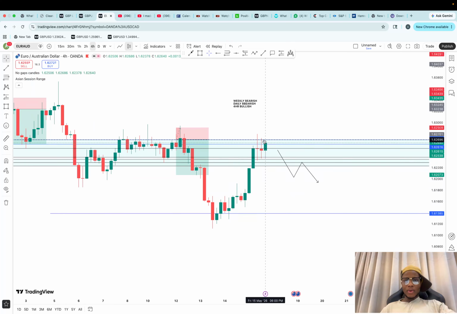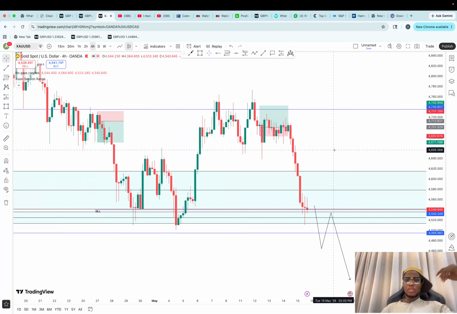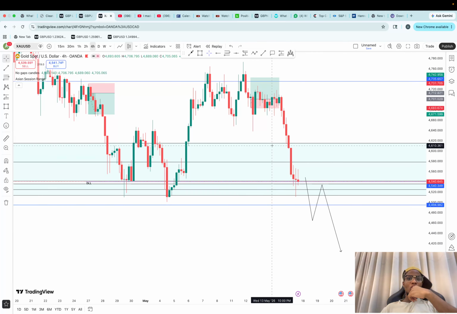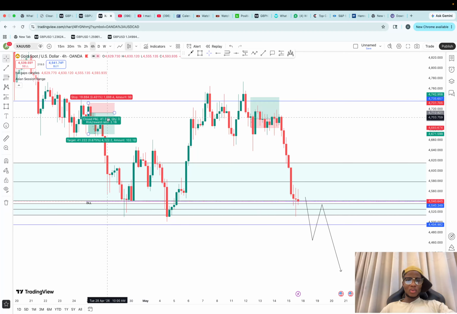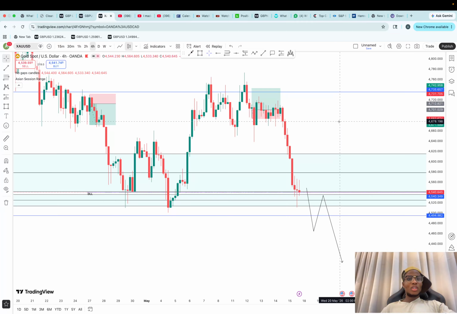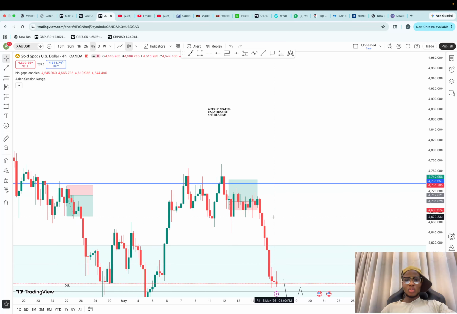Gold, last but not the least. Gold is the last trade for the week. We are looking to sell gold. I tried buying gold at this zone last week, and it kicked me out. I sold gold at the same zone, and I tried buying from there as well. So this week I'm looking to sell gold.